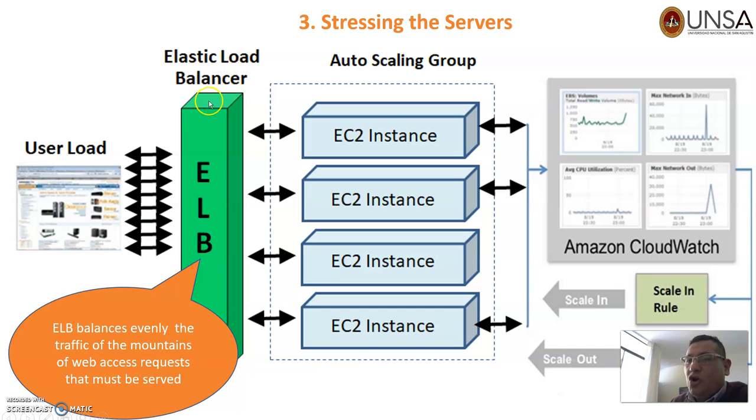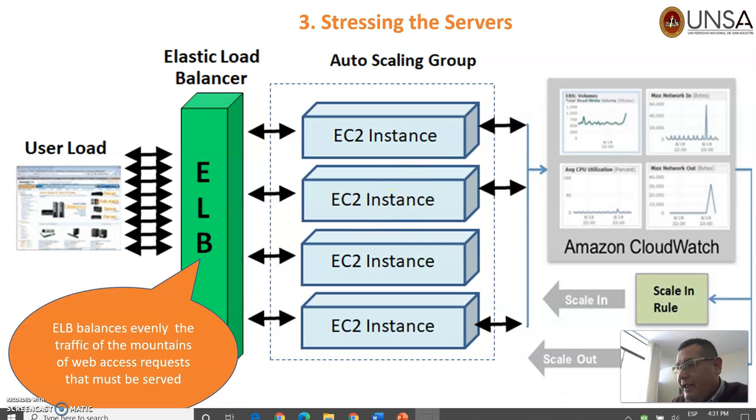The elastic load balancer evenly balances the traffic of the mountains of web access requests that must be served. And CloudWatch reads the demand and makes alarms, making scale in rules and scale out rules. So when there is a scale in, it's because it has to take out instances. And when there is a scale out, it's because it has to add more instances. It's going to add more instances when there is a high demand, and it's going to scale in instances when there is a low demand.